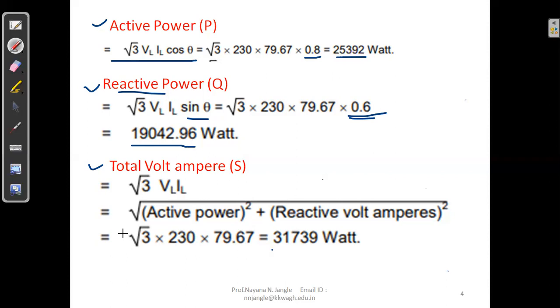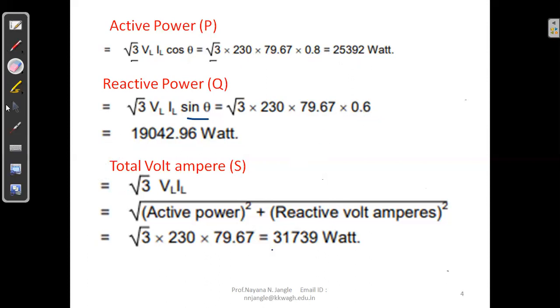Okay, so this is active power, reactive power, and total volt ampere is nothing but root 3 VL IL only, or you can calculate it by the formula under root of active power square plus reactive power square. So it is equal to root 3, VL is 230 volts, IL is 79.67 amperes, and therefore total volt ampere is 31,739. Okay, so this is the calculation of your active power, reactive power and apparent power, that is total volt amperes in the circuit.